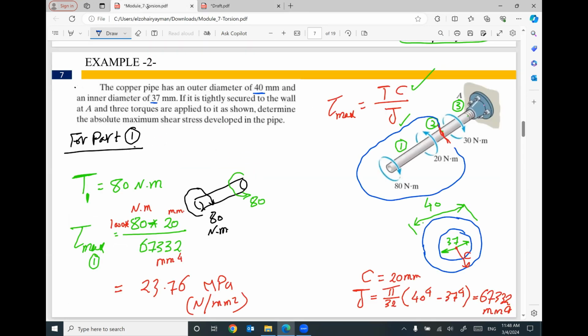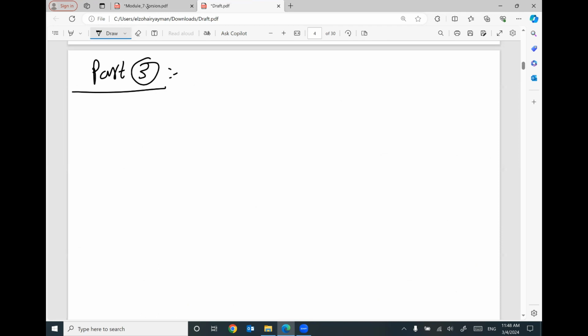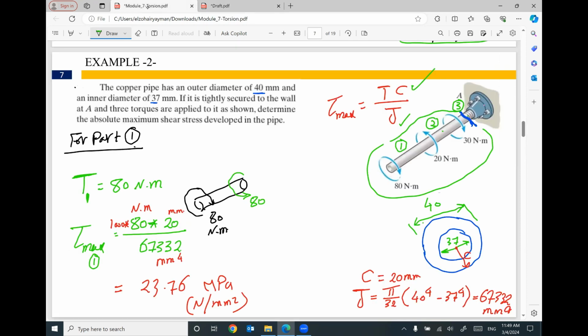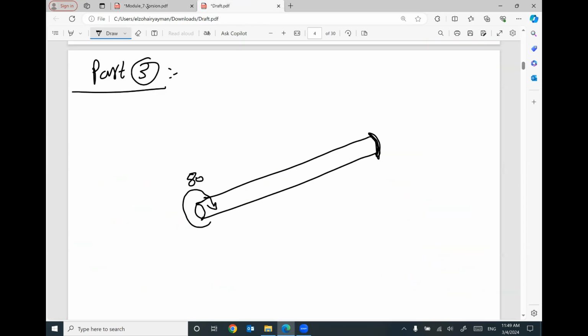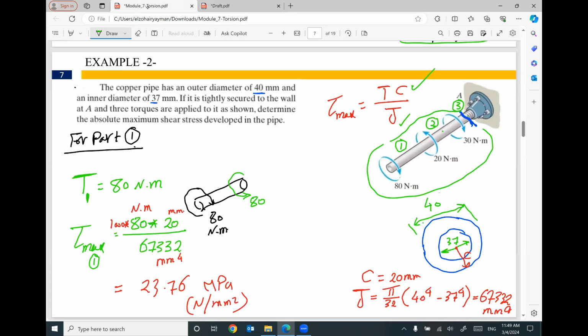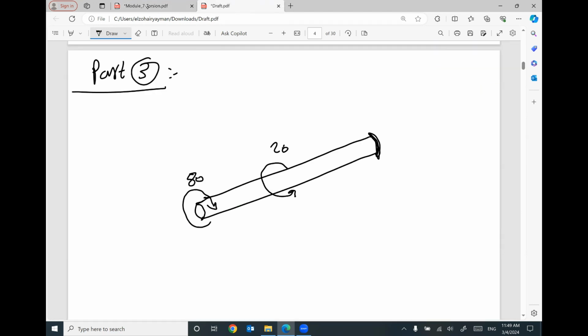So for part number 3, I am going to do a cut in part number 3. And I am also going to use the left part because I don't like to work with the reaction at A. So I did the cut like this in part number 3. Here you go. And this is the shaft. We have a torque here equal to 80 applied. We have the opposite 20 here. And we have 30 in the same direction as 80.